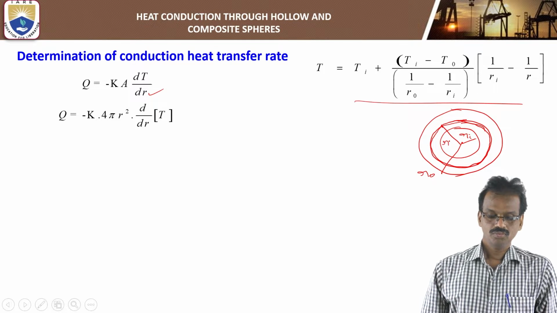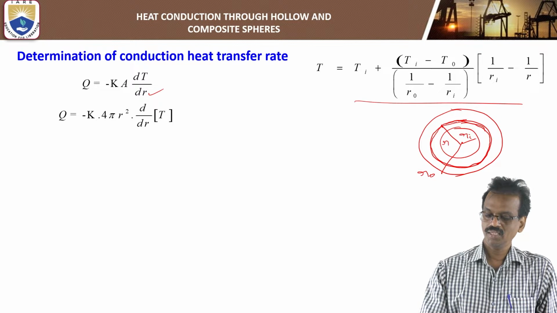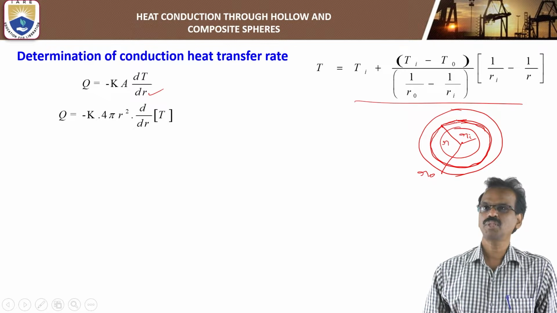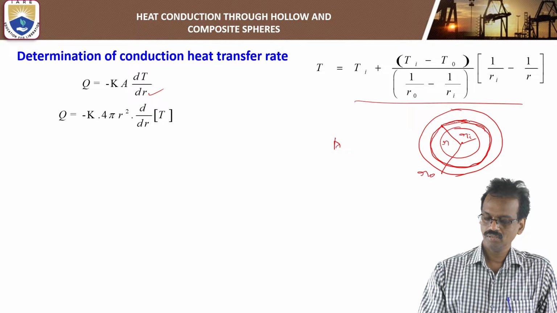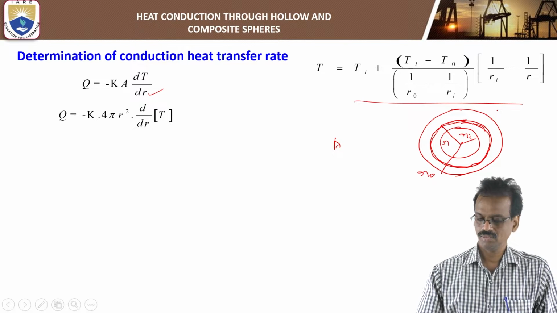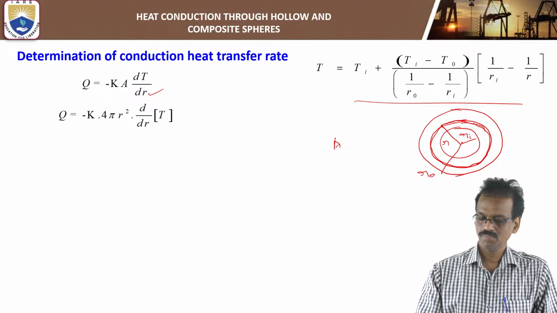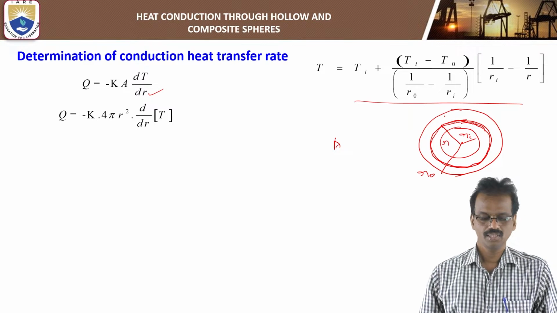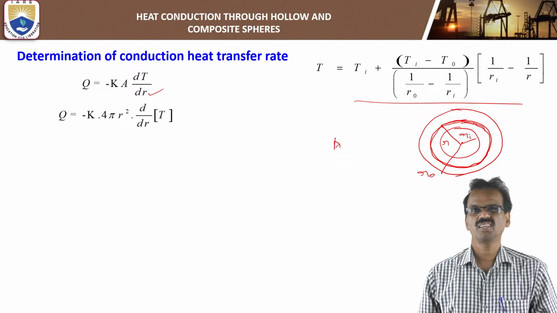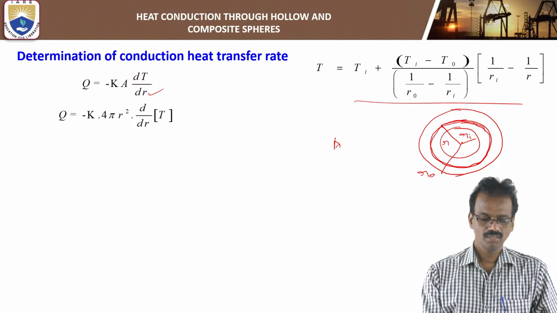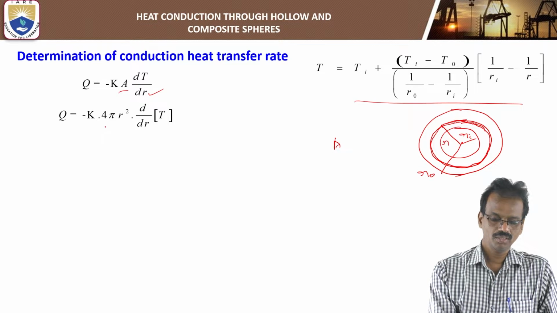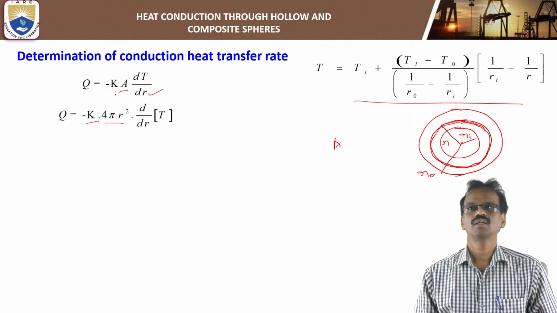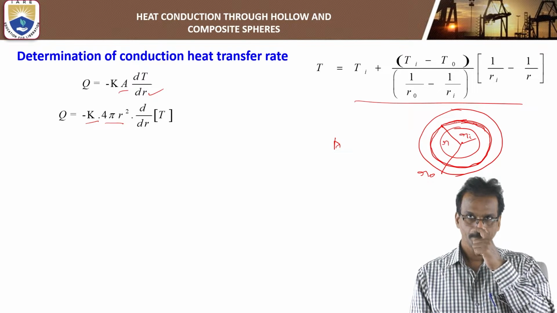Now for the small elemental area, you know the area of that element means this particular region. You can write the formula for the area of a sphere, that is 4 pi r square. So you can write Q equal to minus k into 4 pi r square, where k is the thermal conductivity of the sphere material.